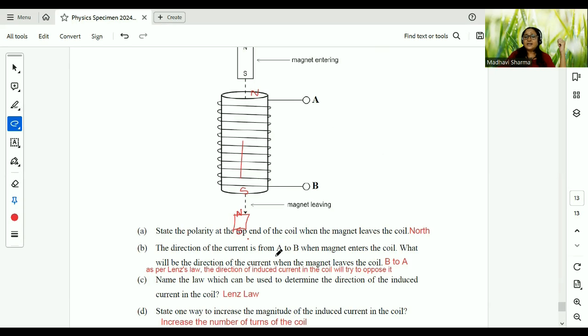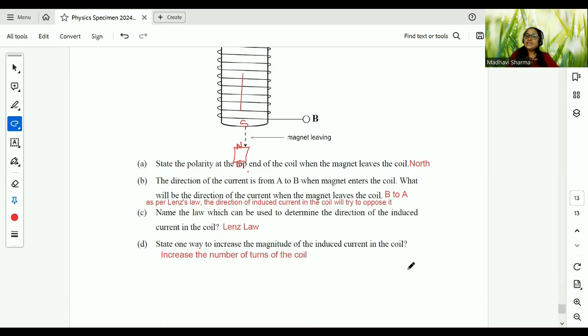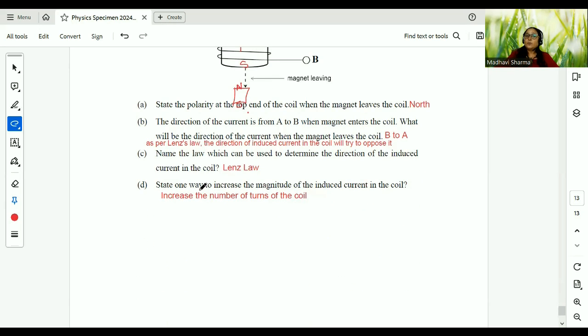The direction of the current is from A to B. And what will be the direction of the current when the magnet leaves the coil? B to A. Name the law, Lenz's law. One way to increase the magnitude of the induced current, increase the number of turns of the coil. Simple. Or increase the thickness of the coil.